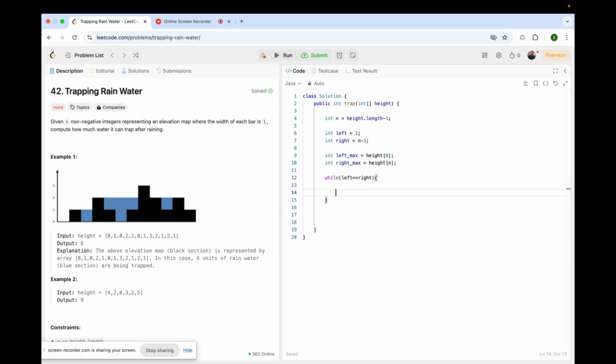Here we will compare the current values of left max and right max, and on the basis of this I will decide where I need to move, either to the left direction or to the right direction. So: if left max is less than or equal to right max.